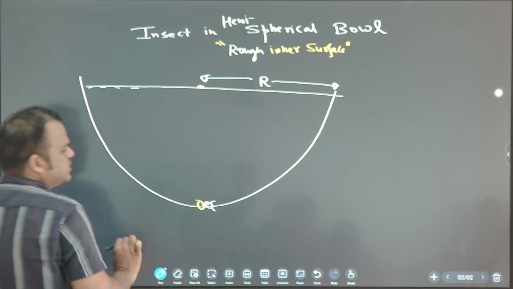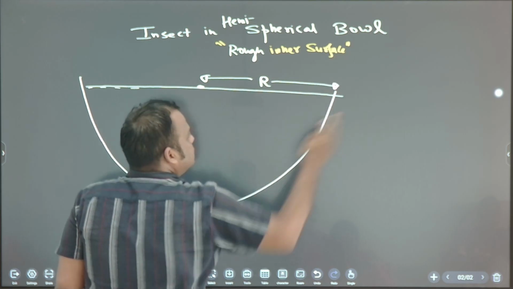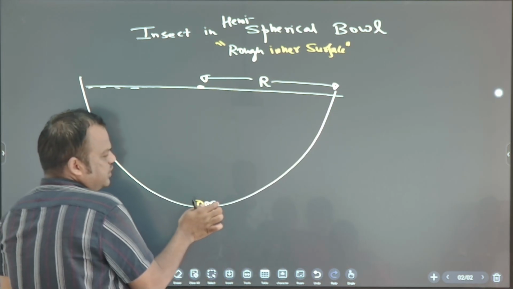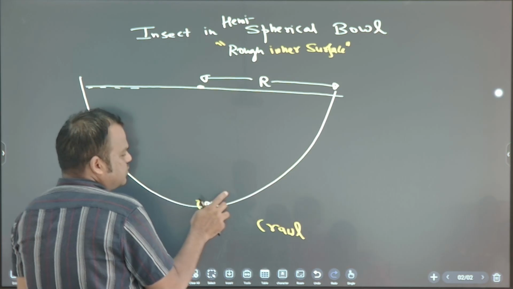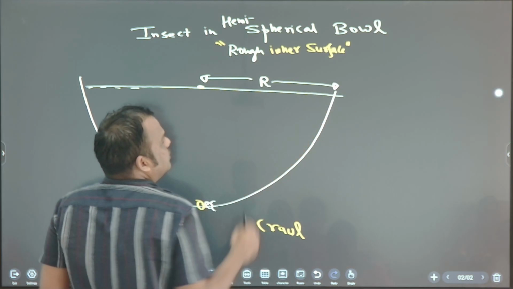Okay, this is the insect. Now the insect wants to come out, so it will walk slowly. We call it crawl. The insect will crawl slowly because it wants to come out of the bowl.